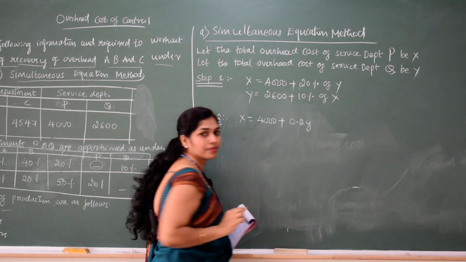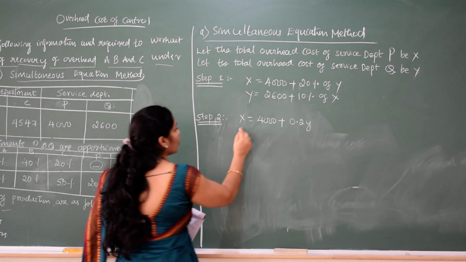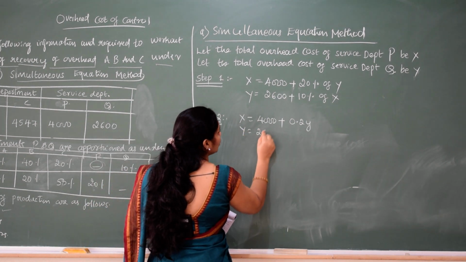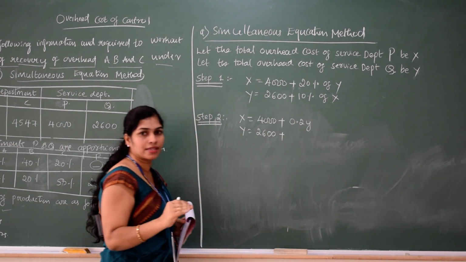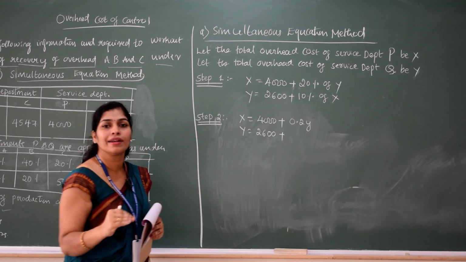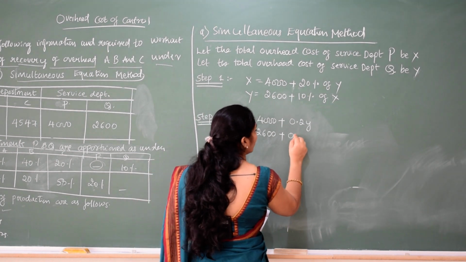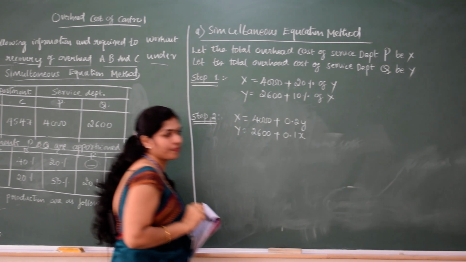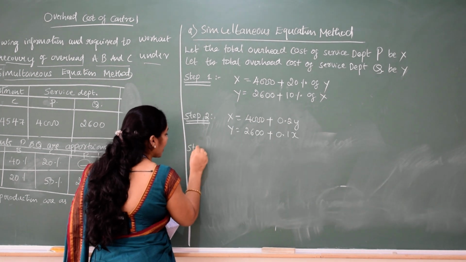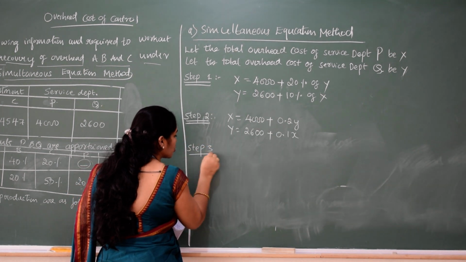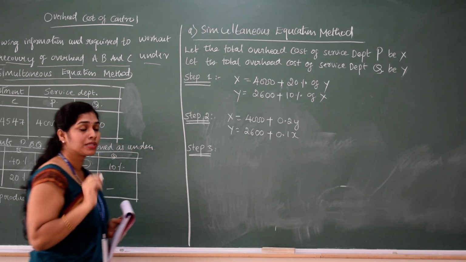0.2Y. Is it clear? Next, Y is equal to 2600 plus 10% of X, which means 10 divided by 100, that is 0.1X. So this is for step 2. Let us again simplify this equation. So that is step 3.